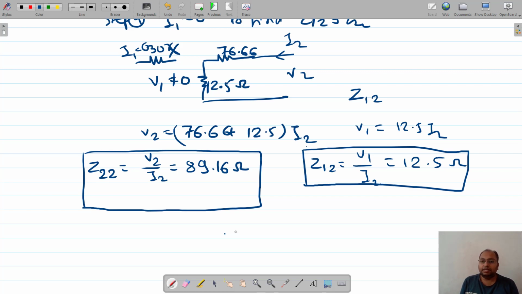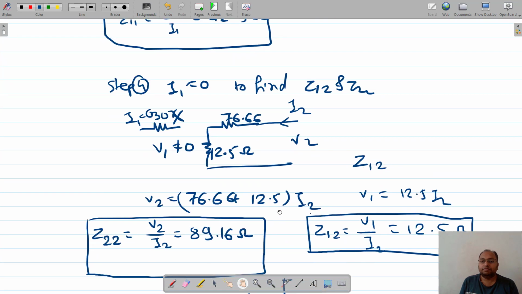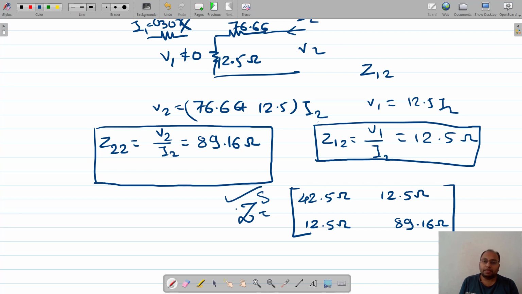So let me write the Z matrix. First value, let me recall that value, Z11 was 42.5 ohms. This was 12.5 ohms, this is also 12.5 ohms, and finally 89.16 ohms. So once you are going to get this matrix, you will be getting 8 marks.